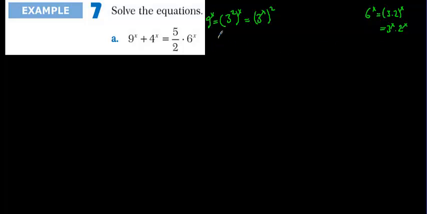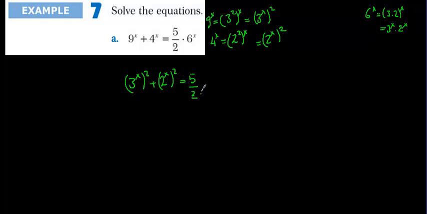And 4 to the power of x can be written as 2 to the power of 2 to the power of x, which is equal to 2 to the power of x to the power of 2. So this is going to be equal to 3 to the power of x to the power of 2 plus 2 to the power of x to the power of 2 equals 5 over 2 times 3 to the power of x times 2 to the power of x.